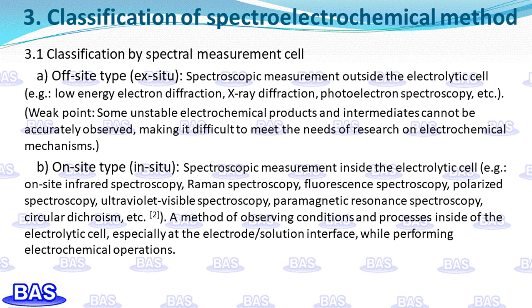In situ refers to the method of spectroscopic measurement carried out in the electrolytic cell, to observe the inside of the electrolytic cell, especially the electrode solution interface when performing electrochemical operation, such as on-site infrared spectroscopy, Raman spectroscopy, fluorescence spectroscopy, polarized spectroscopy, ultraviolet visible spectroscopy, paramagnetic resonance spectroscopy, circular dichroism, etc.